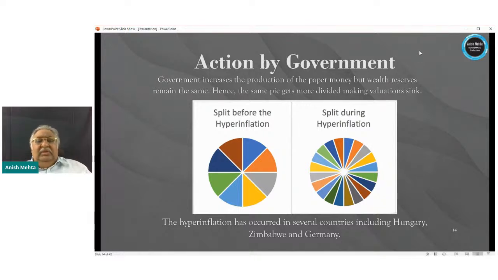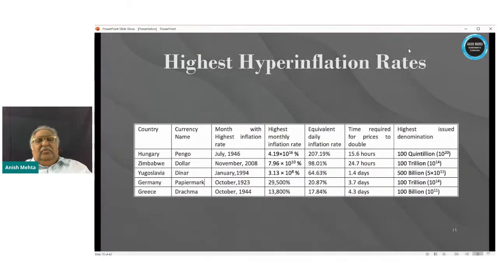Some of the countries where hyperinflation occurred at a particular time have been Germany, Hungary, Zimbabwe. Recently, it has happened in various countries. These are some of the highest hyperinflation rates which have ever happened, which you could see. Here, these are daily inflation rates at a particular time, and here, it's almost 200% per day, which is the inflation which happened in Hungary in July in '46.